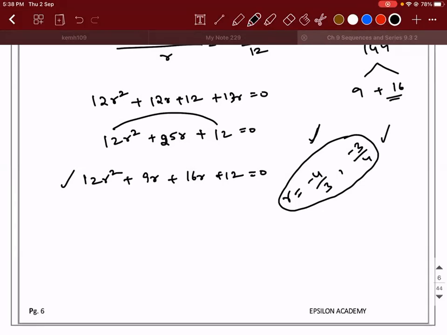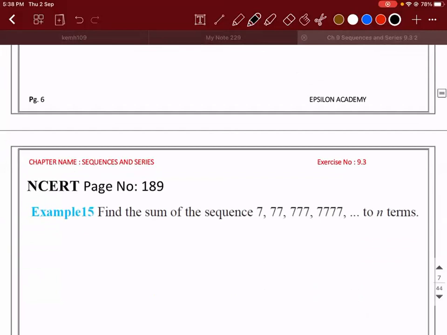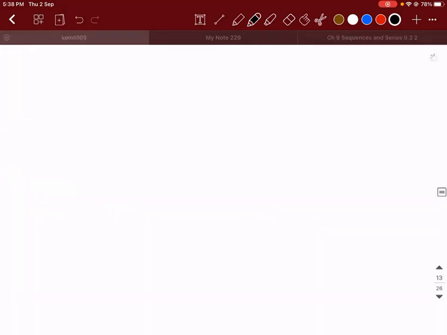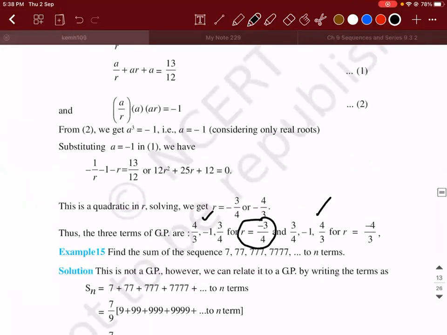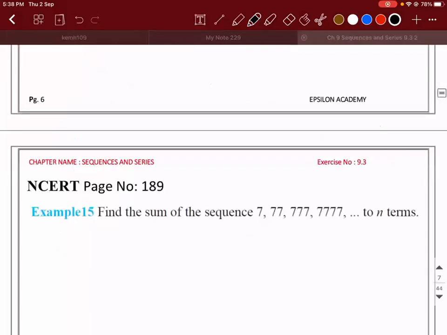Can you find out those terms? In both the sequences, A is -1 only. That is, the middle term is -1 only. Guys, please give me a confirmation if you are able to understand or not. Yes, sir, understood. Similarly, this is going to be the sequence. Yes, sir, answer is coming.